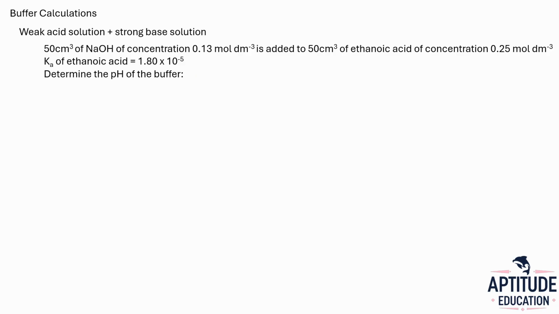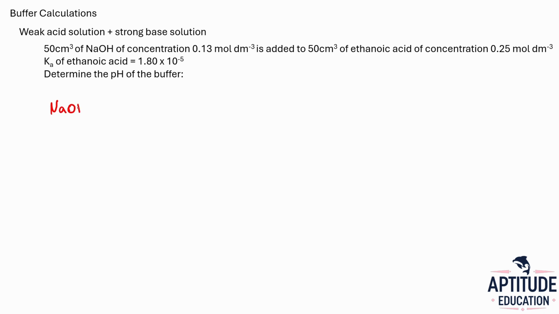When we add NaOH to ethanoic acid, we're adding a base and an acid. So you already know that there is going to be a neutralization reaction that occurs between the two. So that strong base NaOH and that weak acid ethanoic acid will react together. So the first step here is we need to work out what's actually going to happen when those two solutions get added. And so let's write down that equation.